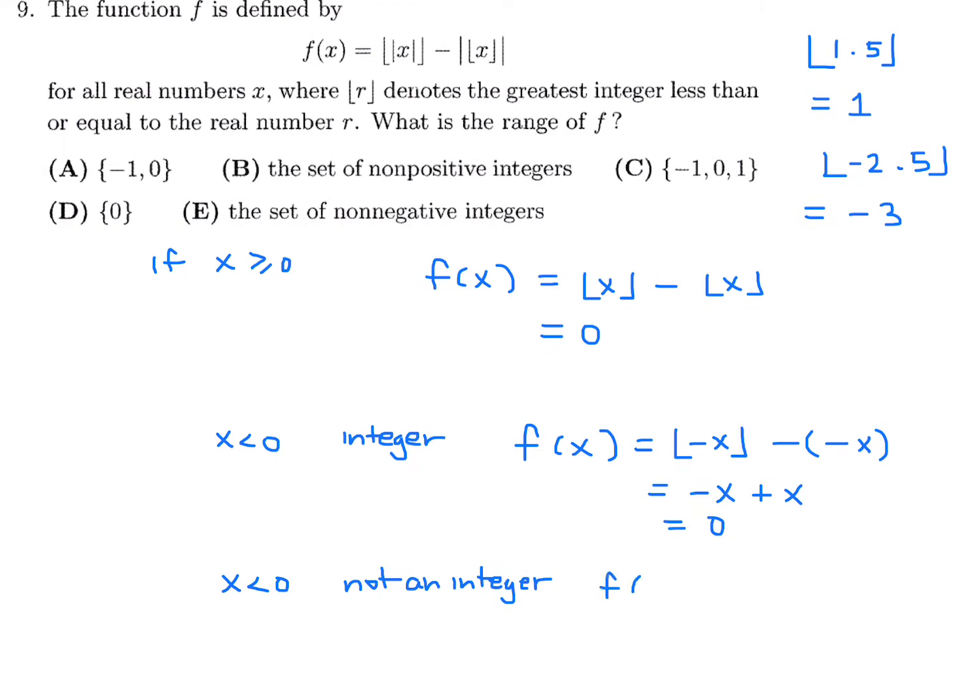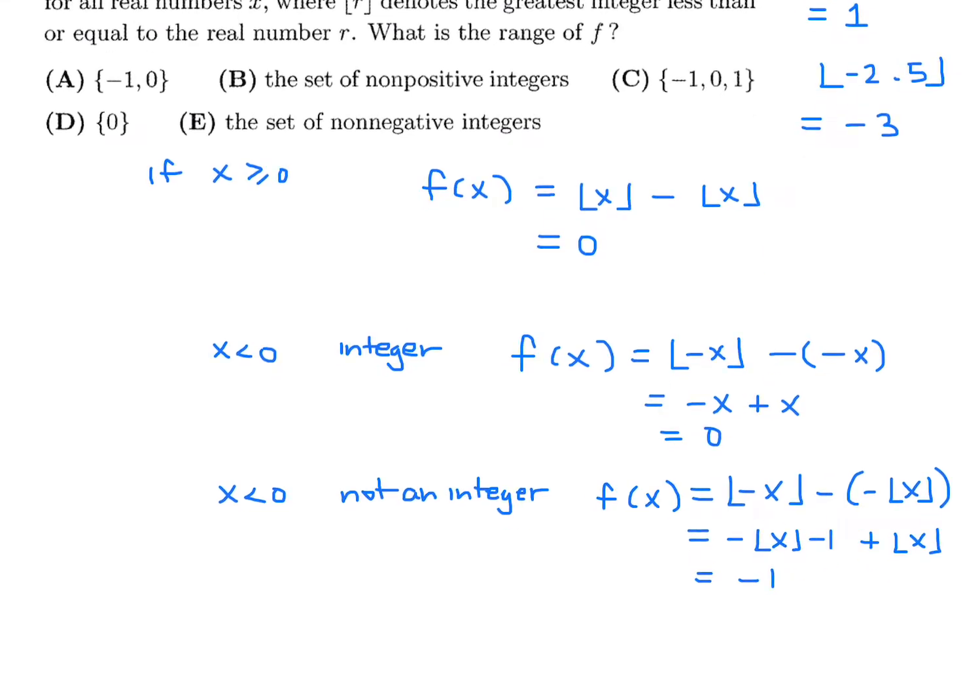When it's not an integer, f at x is equal to, this becomes minus x again, because you're taking the absolute value of a negative number. And on this side, it becomes minus the bracket x. And then now, because it's not an integer, we have to separate it into x minus 1, and then this just becomes plus bracket x. So the bracket x cancel and you just get negative 1.